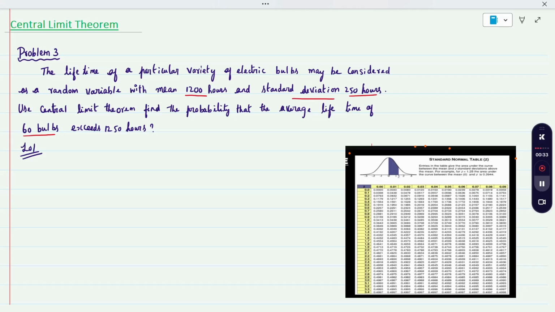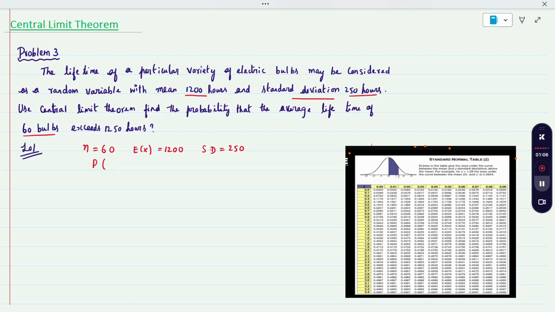Exceeds means it is greater than 1250 hours. The question asks about 60 bulbs, so n is given to be 60. The mean is given in the question, E of X, to be 1200. They did not mention which distribution. The standard deviation is given to be 250. Then the question asks for the probability of whatever that is.